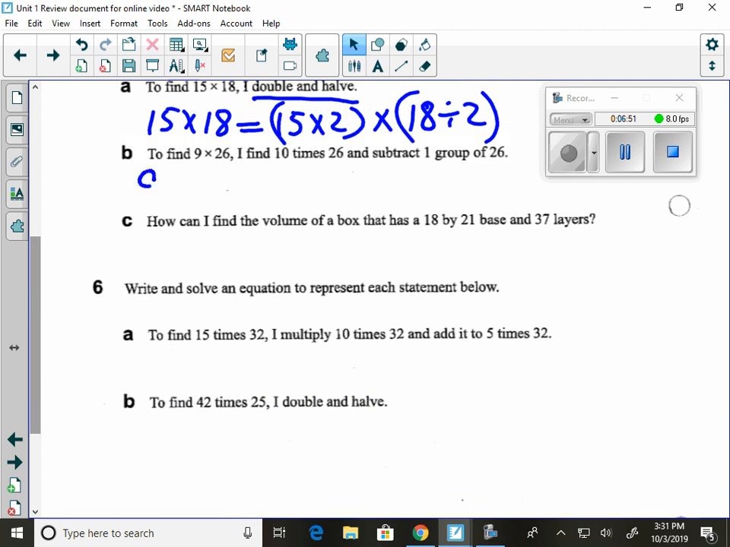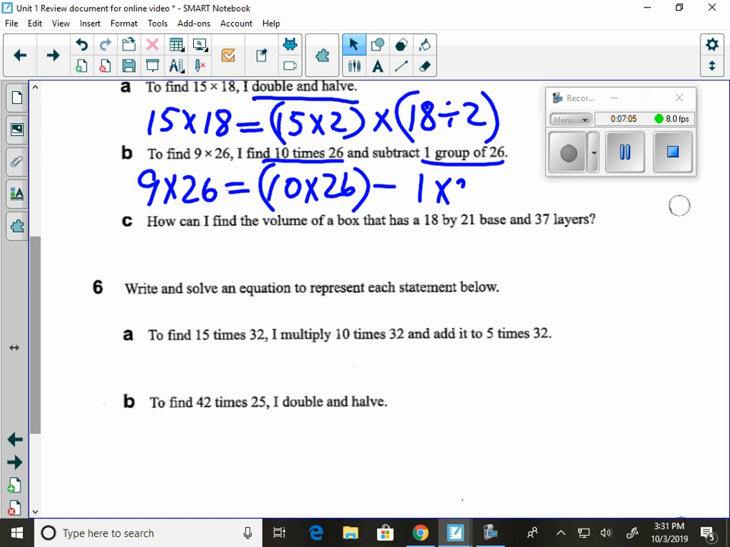Let's see, 9 times 26, they're going to change it to 10 times 26. Again, I'm just kind of writing what they have here. And that goes as a grouping, parentheses, and subtract one group of 26. One group of 26 looks like that. That's it. Still have 9 groups of 26.